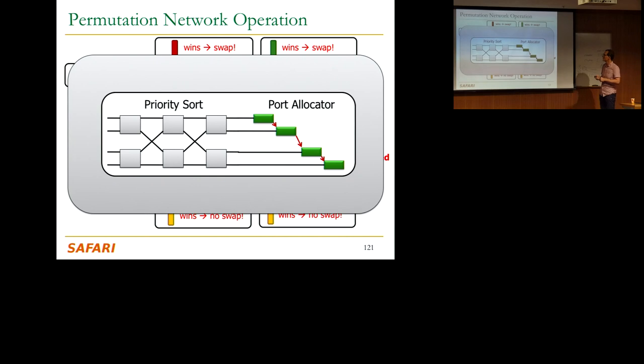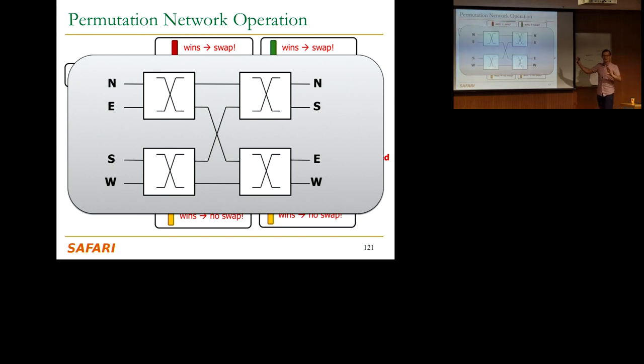So how does the golden one become golden? Before that, let's take a look at this. Basically, we get rid of all of this and replace it with this very simple 2x2 permutation network of 2x2 routers.